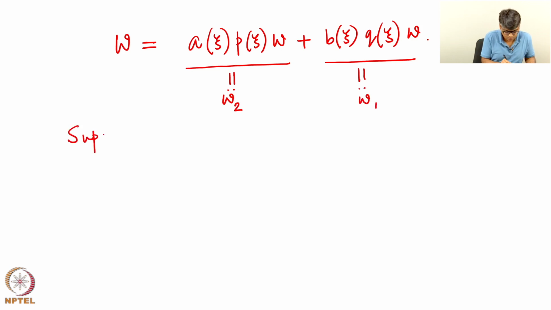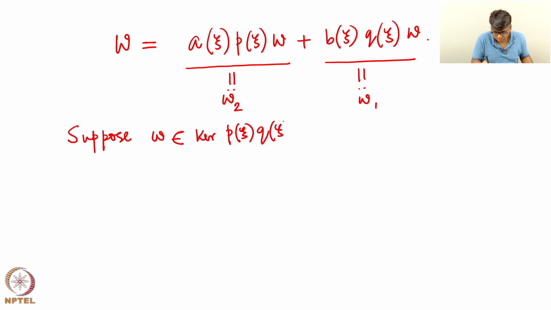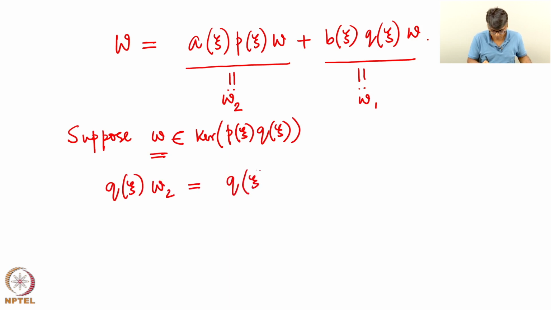Suppose W, this is true for any trajectory, right? Now suppose in particular W belongs to the kernel of the product, W belongs to the kernel of P xi Q xi. In that case, if I make Q xi act on the W2 that I have defined, it's going to be Q xi A xi P xi W, right, because W2 is defined like that.